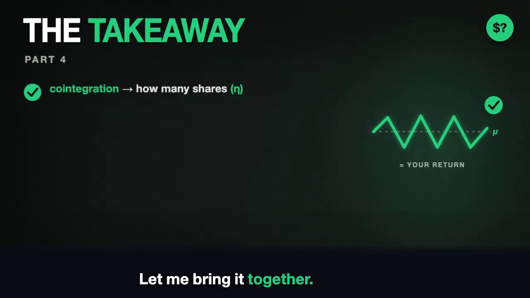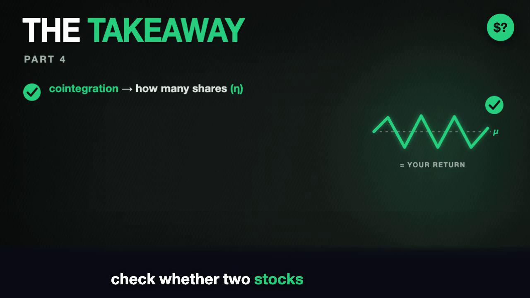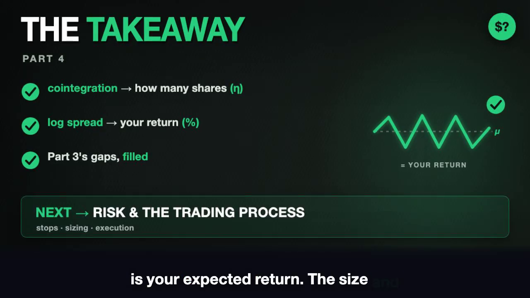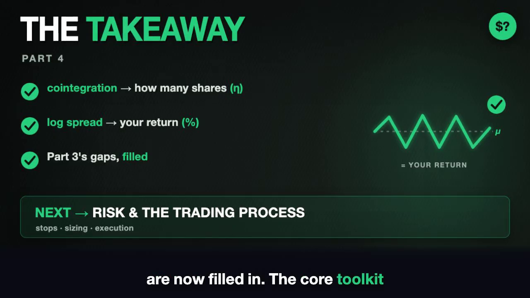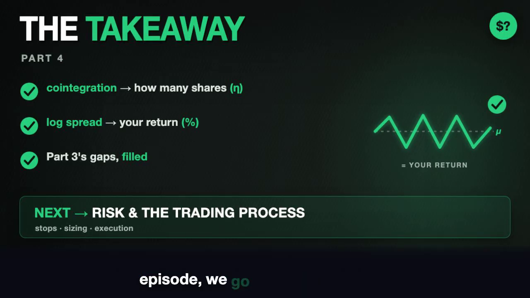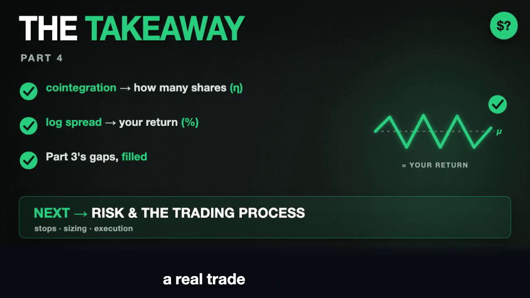Let me bring it together. Today you picked up 2 tools. Cointegration. You check whether 2 stocks share the same trend, and its hedge ratio, ETA, sets how many shares of each to trade. And the log spread. Its number is your expected return. The size and the return that part 3 left open are now filled in. The core toolkit for pairs trading is nearly complete. Next episode, we go practical. How to manage the risk and the actual order a real trade runs in.